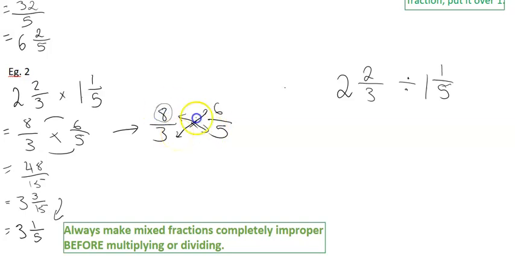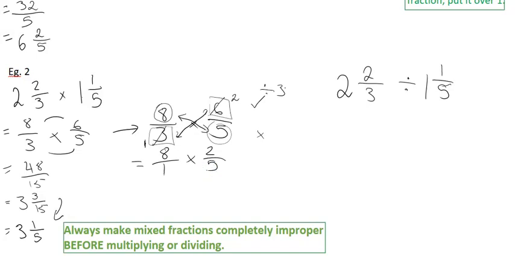So you look at the 8 and look at the 5 and say, is there a common factor? The answer to that is no. Look at the 6 and look at the 3. Is there a common factor there? The answer actually is yes. And what is that common factor? Both of those numbers are divisible by 3. Okay, so 3 divided by 3 is 1, 6 divided by 3 is 2, and that's our new numerator and denominator in those positions. So it actually then becomes 8 over 1 multiplied by 2 over 5.